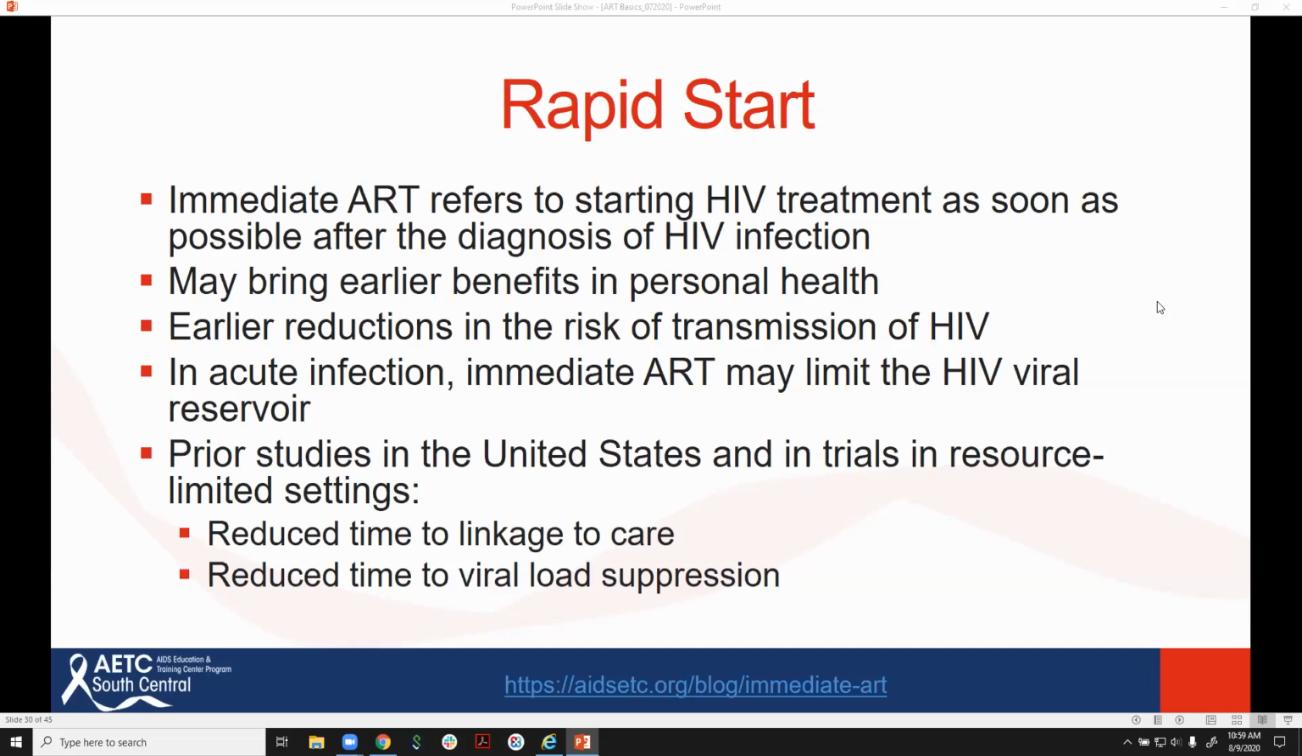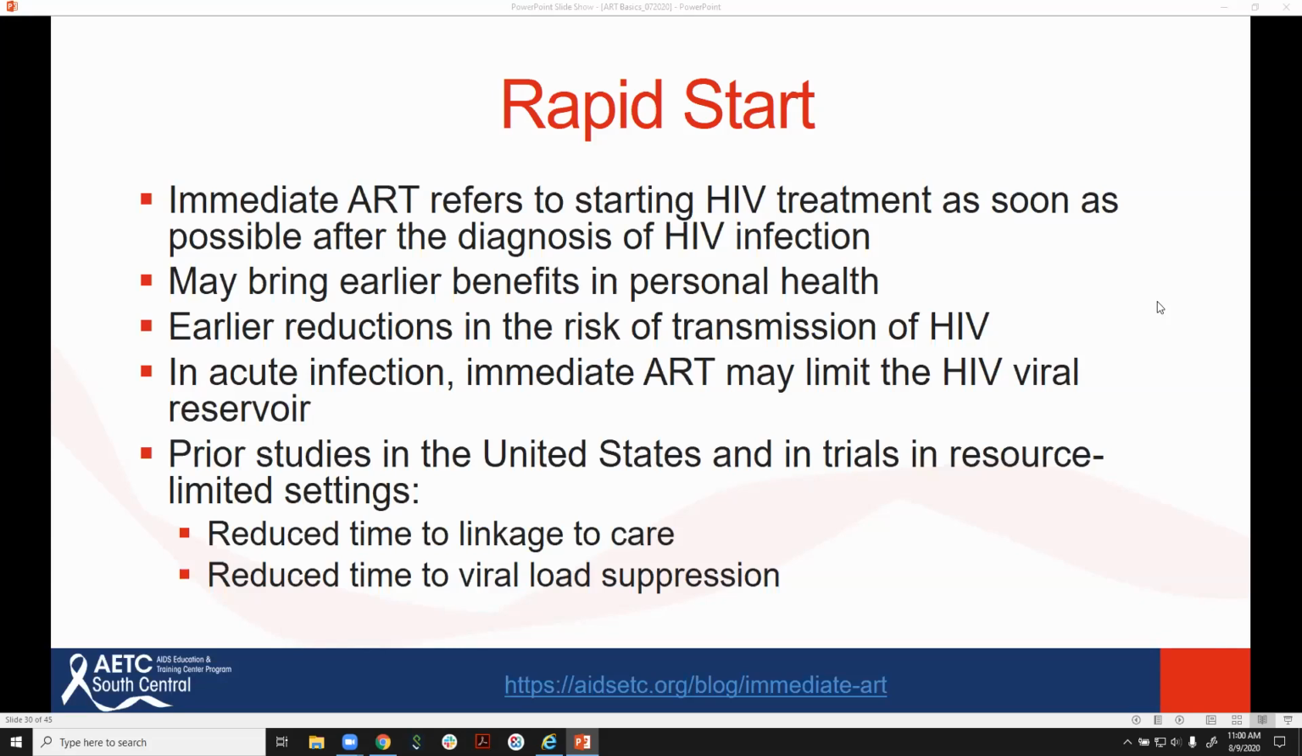If every single person with HIV were on antiretroviral therapy that suppressed their virus, then there would be no new infections. And so that's really immediate, and what immediate means is somewhat controversial, but it really means as soon as possible. Starting antiretroviral therapy, we bring earlier benefits to personal health.